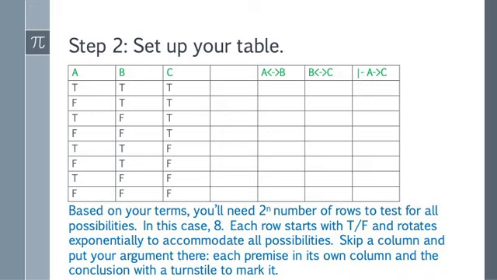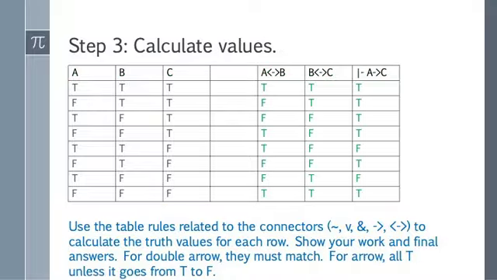Skip a column and put your argument there, right? Put your premises in separate columns, right? Keep the turnstile symbol to show that that is the conclusion. Step 3, calculate the values. So using A, B, and C, and the values that are listed there, use the rules that we learned before to calculate the truth values. So the table rules connected to not, or, and, arrow, and double arrow show your work and final answers.